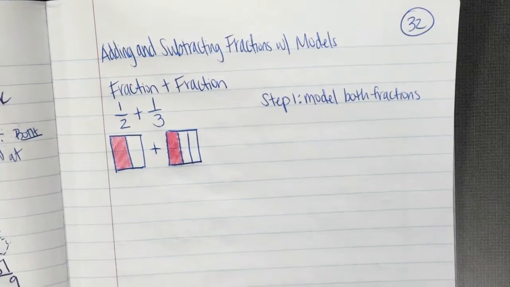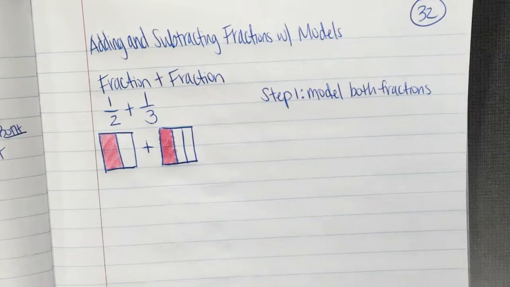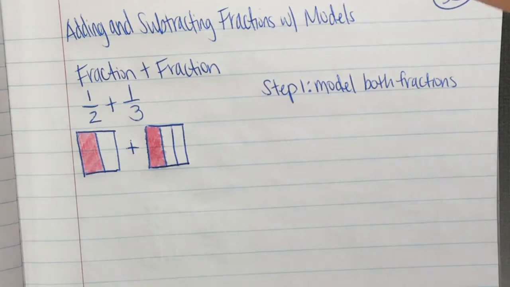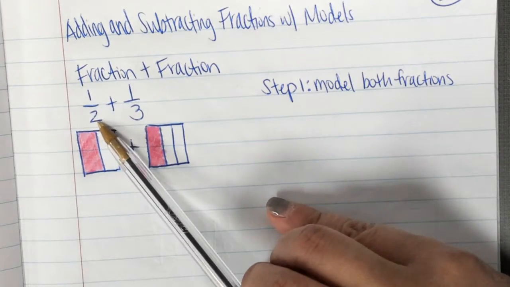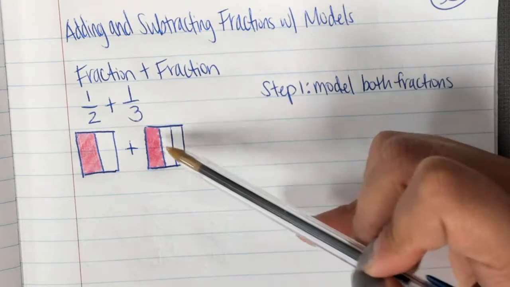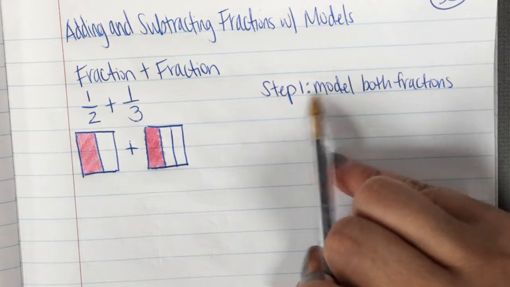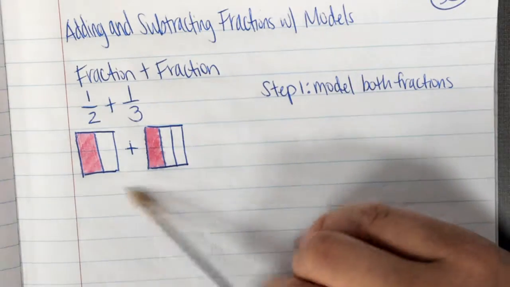Okay, so today we're going to talk about adding a fraction plus a fraction. So here what I have is 1/2, which is modeled down here, and 1/3, which is modeled down here. Our first step is going to be to model both fractions, so that's what I've done.